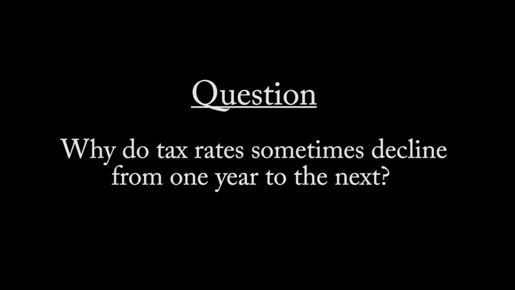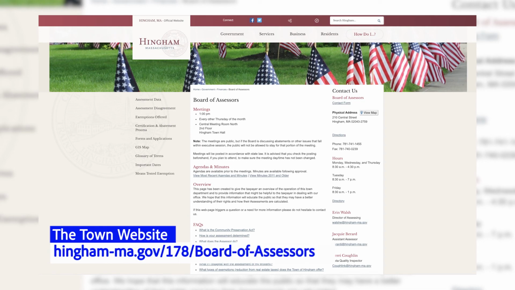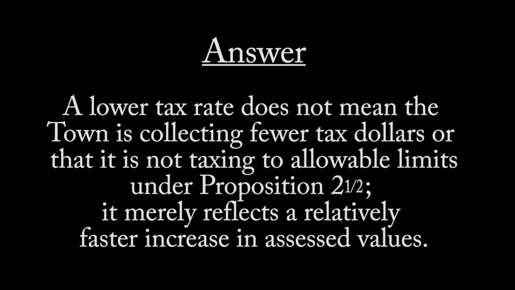People often ask, why do tax rates sometimes decline from one year to the next? The Board of Assessors page on the town website shows historical tax rates for the town of Hingham. And you may notice in some years that the tax rate declines from one year to the next. A lower tax rate does not mean the town is collecting fewer tax dollars or that it is not taxing to allowable limits under Proposition 2.5. It merely reflects a relatively faster increase in assessed values relative to the allowable limit under Proposition 2.5.